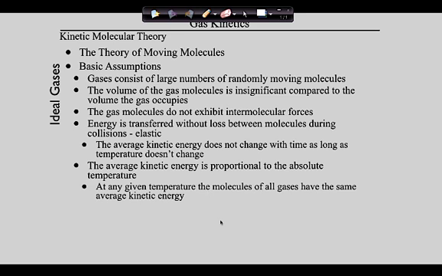So guys, the idea then is this. At any given temperature, the molecules of all gases have the same average kinetic energy. And if you don't remember, guys, kinetic energy is equal to 1/2 mv squared. So I'll let you write it down and then we'll talk about what this does and does not mean.